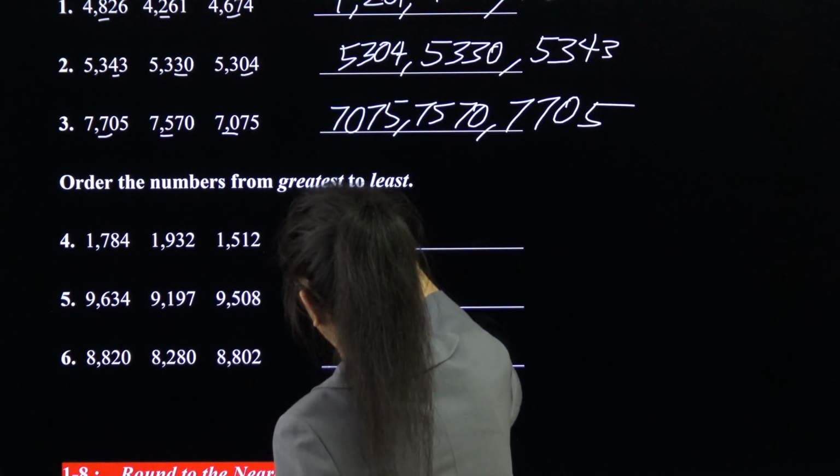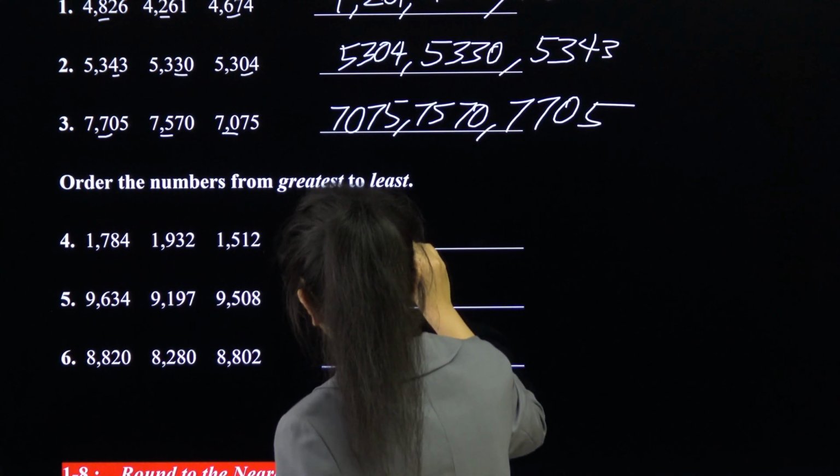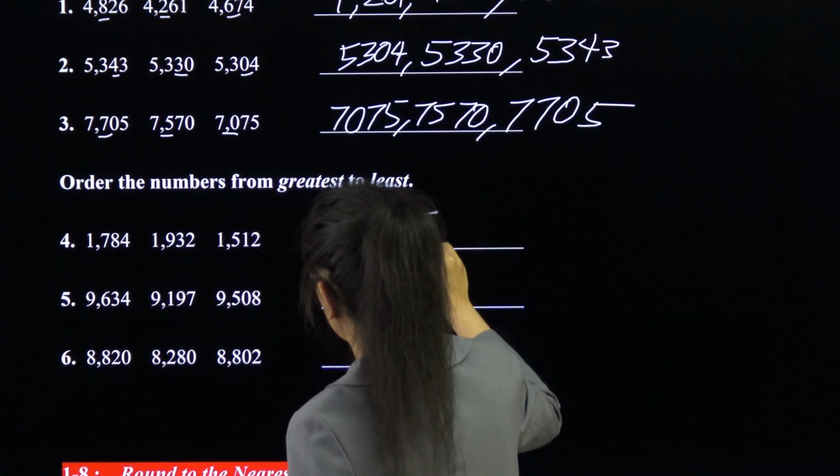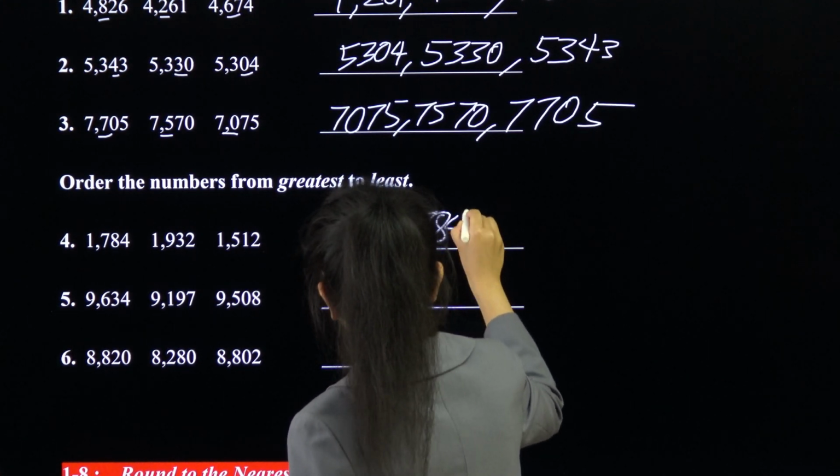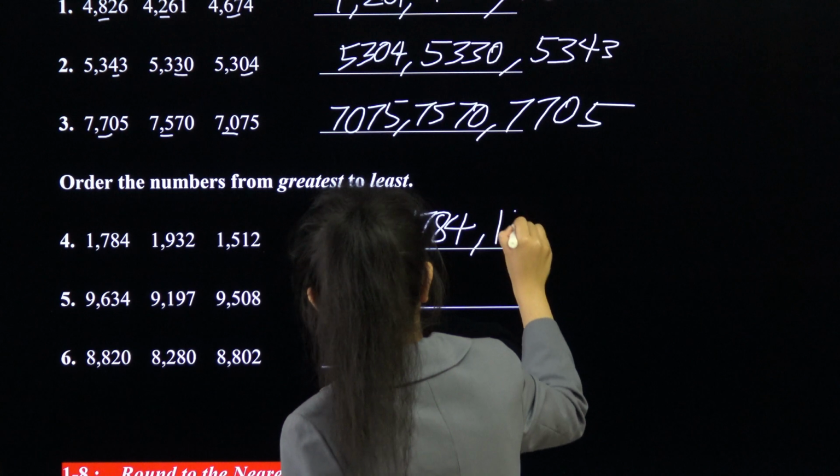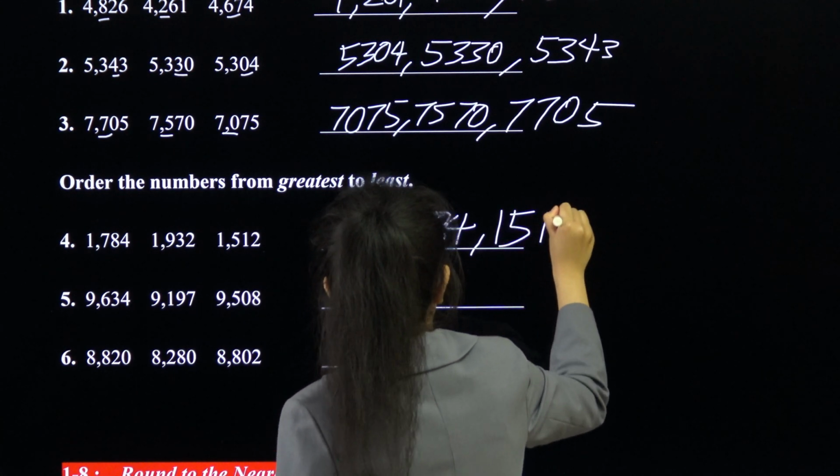Therefore, 1932 is bigger than 1784 is bigger than 1512.